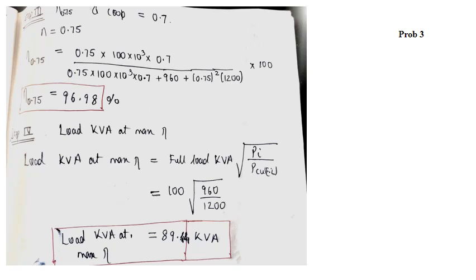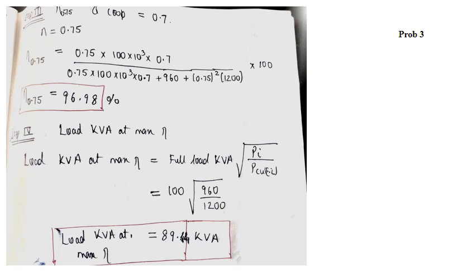In the third part, we are supposed to calculate the efficiency at 75% of the load. So the value of n becomes equals to 0.75 and the power factor is given to us as 0.7. So efficiency at 0.75 will be n into kVA rating into cos phi upon n into kVA rating into cos phi plus iron losses plus n square times of the copper losses. Remember that the copper losses reduces by n square. So the efficiency that we obtained at 0.75 of the full load is 96.98.